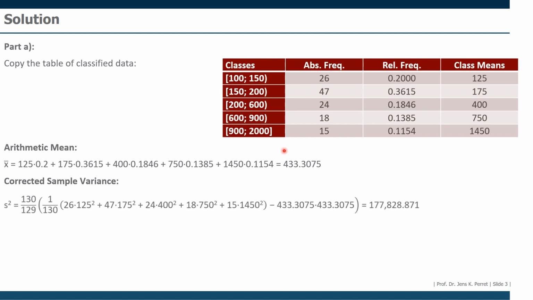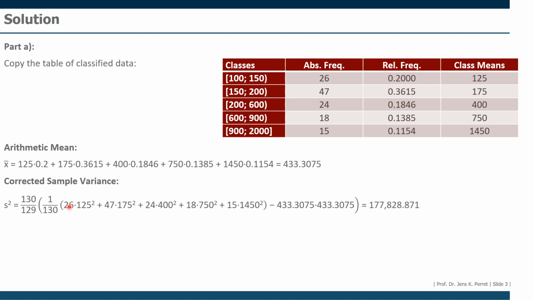Here at the first part, I'm going to do more or less exactly the same. However, instead of using the class means, those values, I'm going to use their squares. So here, class mean to the power of 2, class mean to the power of 2, class mean to the power of 2, and so forth. Since this is relatively large, I use the absolute frequencies here and I'm going to divide this by the number of observations.